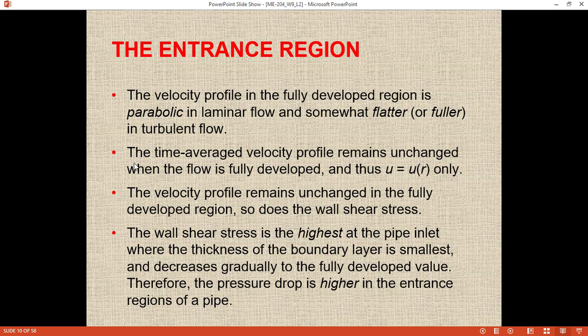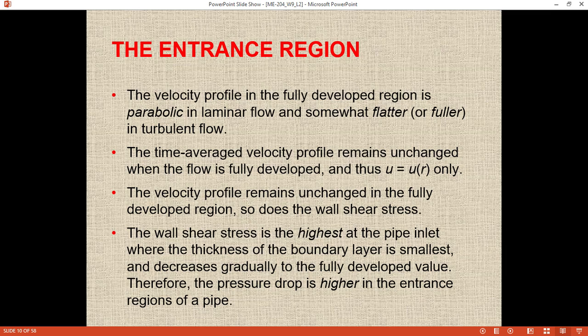The time-average velocity profile remains unchanged when the flow is fully developed, and thus u is a function of r only. In the x direction in the fully developed region there is no change in velocity, only change in velocity with respect to radius. So the velocity profile remains unchanged, and so does the wall shear stress. If the velocity is not changing, the shear stress will also be constant.